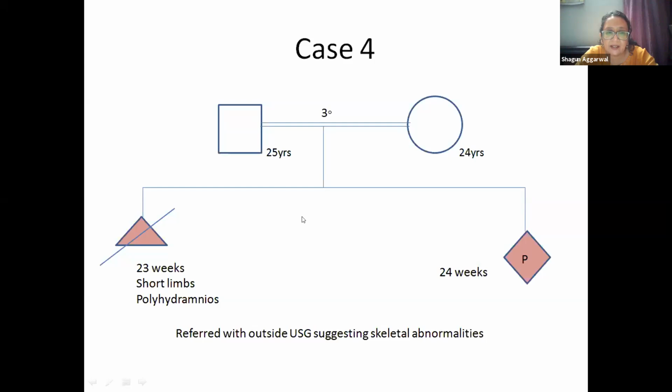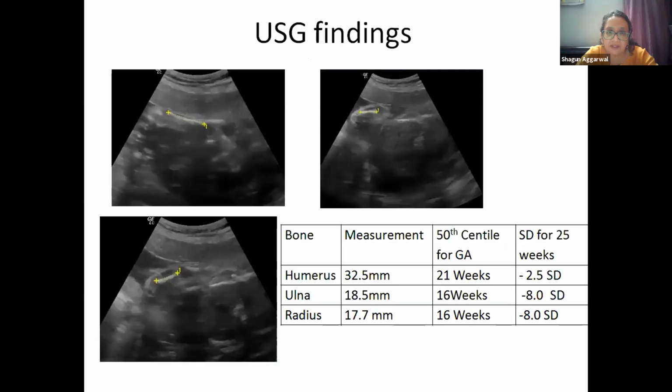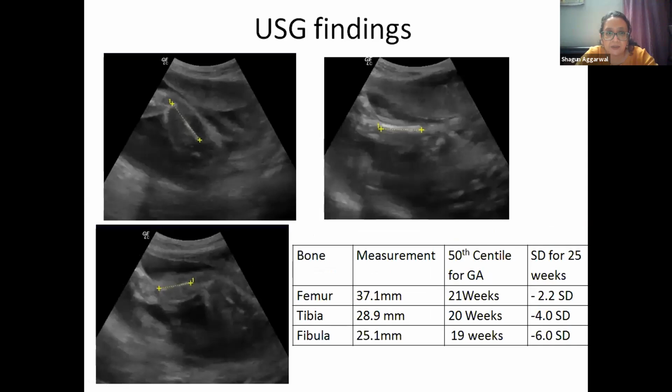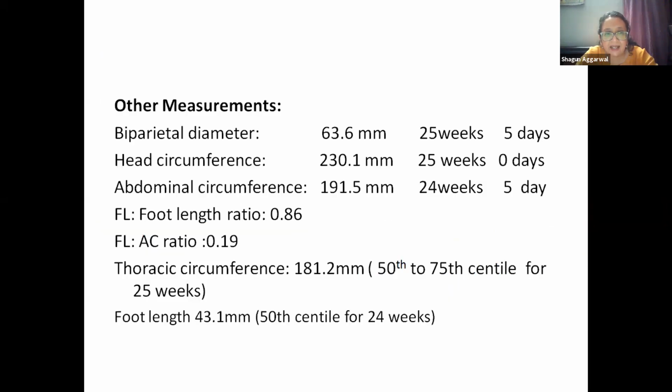A consanguineous couple where the first baby had been terminated because of short limbs and polyhydramnios at 23 weeks. And now at 24 weeks in this pregnancy also, she was referred with skeletal abnormalities. When we did a scan, we found that she indeed had shortening of long bones, more in the upper limb and more in the middle segments. Besides that, all the other ratios, thoracic circumference, were normal.